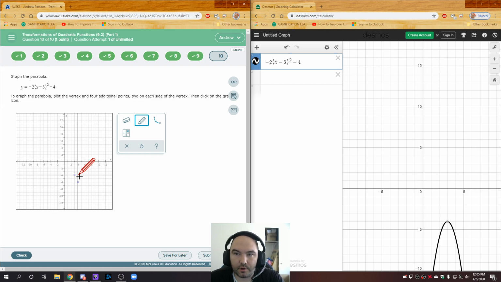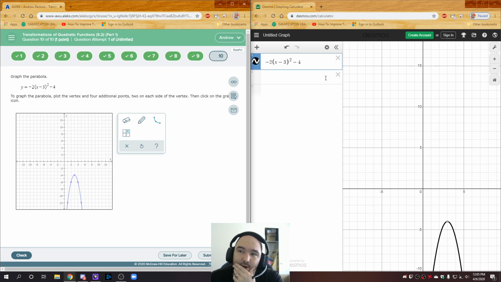Now, usually I go over 2 and up 4. I'm going to go over 2. Instead of moving 4 up, I'm going to multiply that by -2. 4 times -2 is -8. So from this point over 2, I need to go down 8, which is all the way down at -12. And then I make the mirrored images of that and click it.